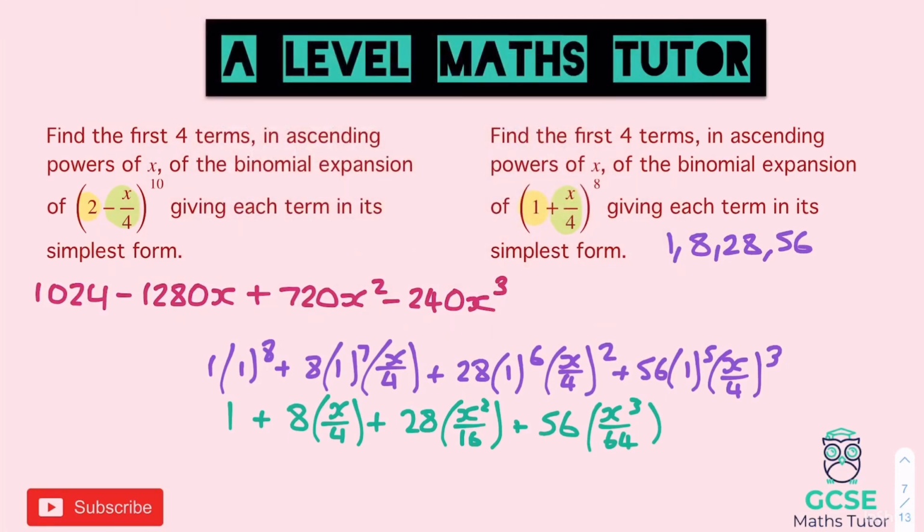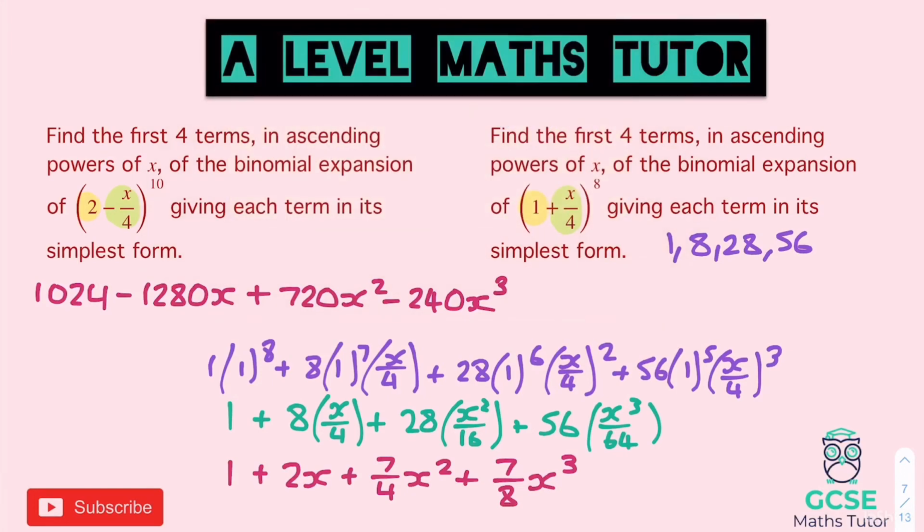So to finish this off then, we've got 1 plus 8 divided by 4 there, which is 2, so 2x. 28 divided by 16, let's do that on the calculator. That gives us 7 over 4. So we get plus 7 over 4 x squared. And for our last one there, we've got 56 divided by 64, which gives us 7 over 8. So plus 7 over 8, and then that's with the x cubed there. There we go, and there's our final answer.